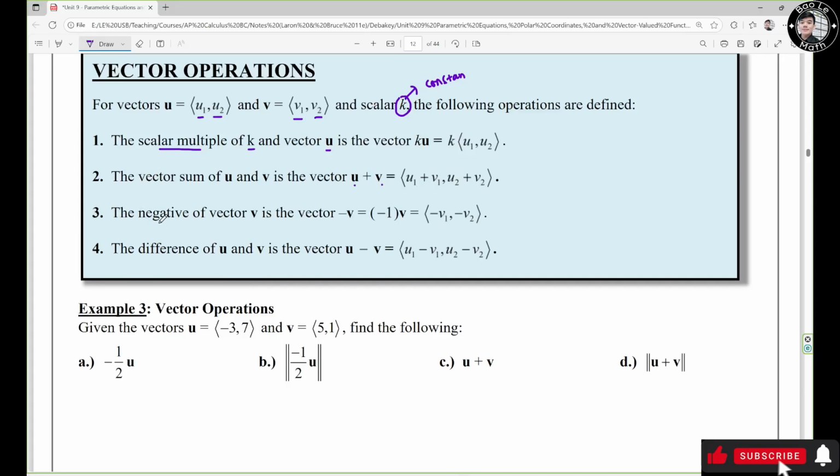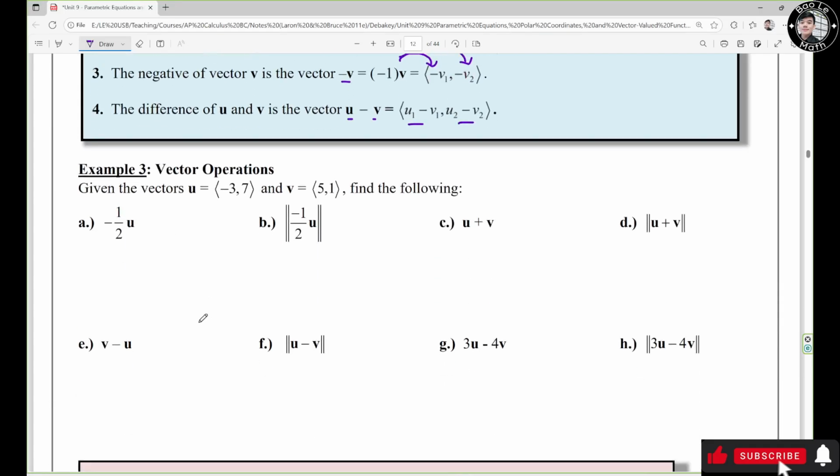You just add their coordinates. Now, number 3, the negative of vector v is the negative vector v right here. So it's the same thing as -1 times vector v, right? So you're going to multiply -1 by each coordinate right here, right? Now, number 4, the difference of vector u and v is u minus v, and you just subtract their coordinates, right? Now, let's take a look at example number 3.